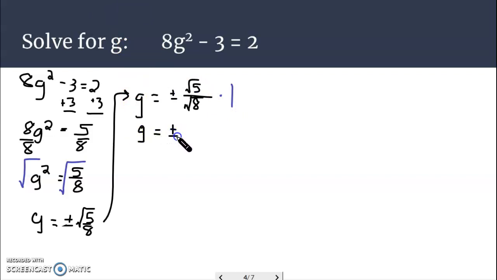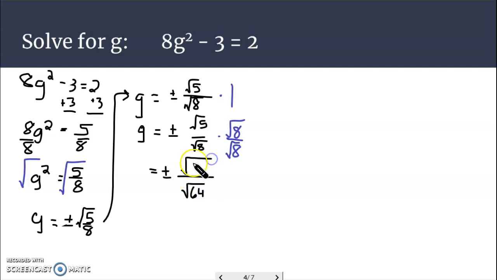G still equals plus or minus square root of 5 over square root of 8. But I'm rewriting 1 as the square root of 8 over the square root of 8. The reason I do that is I'm performing an operation called rationalizing the denominator. Rationalizing the denominator gets rid of a radical sign or a square root symbol in the denominator. Notice what I have going on here. Square root of 8 times square root of 8. Well, that equals plus or minus square root of 64. And in the numerator I have 5 times 8, square root of 40.